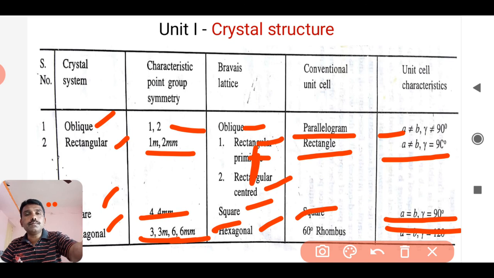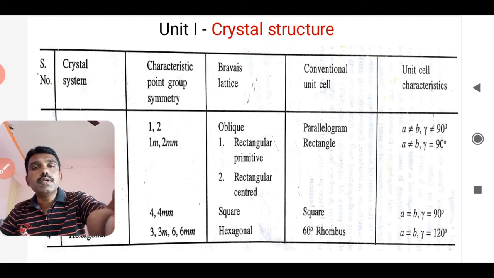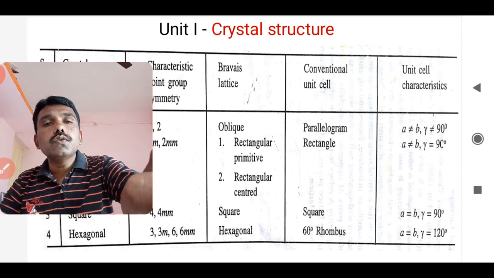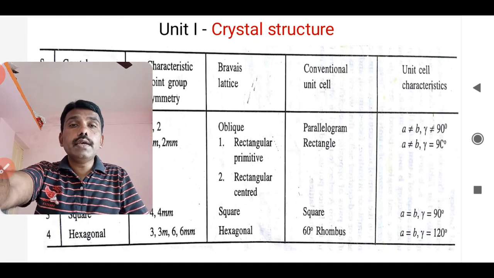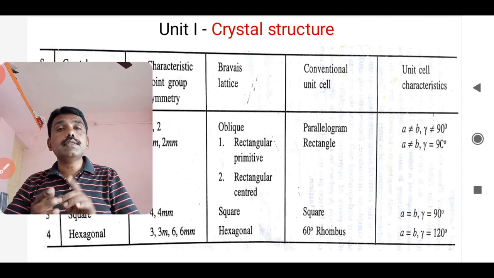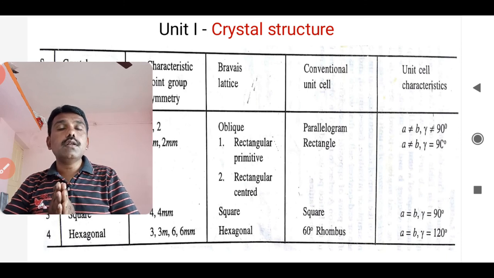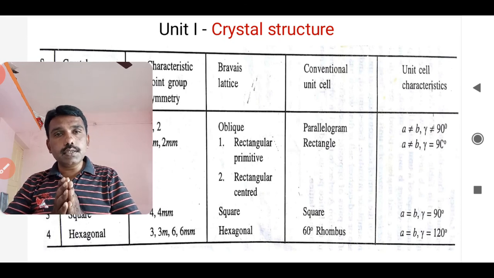Whatever the Bravais lattices are, we have also seen in detail, and what point groups and space groups are, we have also seen in detail. So lastly, I will revise the important factors. The symmetry operations are of 4 types: translation, rotation, reflection, and inversion. There are a number of symmetry operations possible, but mixed types of symmetry operations are also possible in crystal structures.